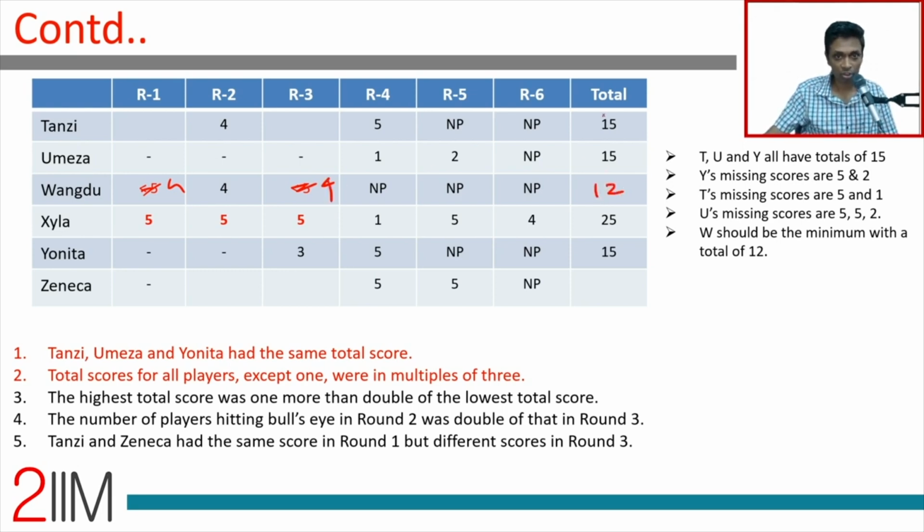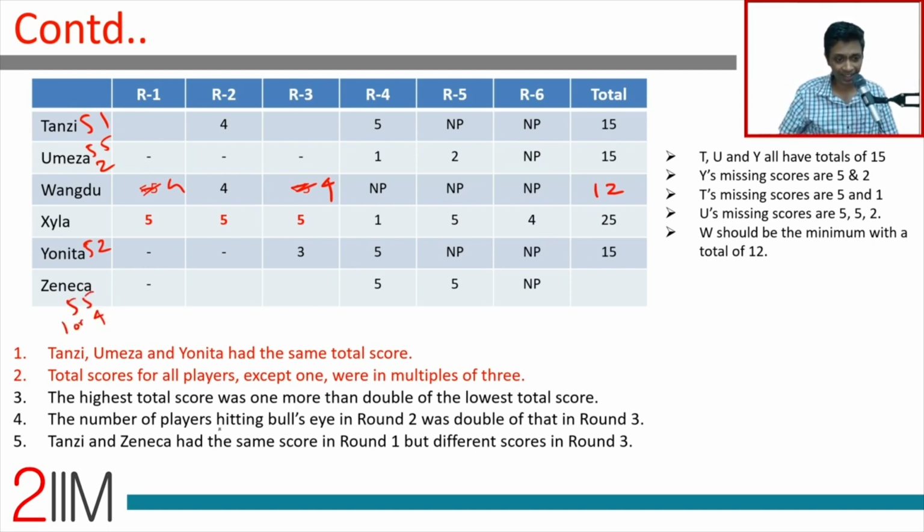Fine. Now the missing scores for Tanzi are 5 and 1. For Umeza are 5, 5, 5 plus 5, 10, 11, 13, 2. Yonita would be 5 plus 3, 8 plus 5, 13 plus 2, 15. Wonderful. Zeneca, there are two 5s sitting there, and the last one is either 1 or 4, because the total should be 21 or 24. So far, so good.